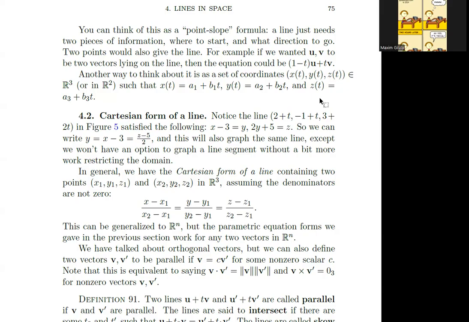And a line really just needs two pieces of information, as you are familiar with in geometry. 2 points determine a line. So here, u plus some multiple of v added together determine the line. You could also write this out completely by writing out the coordinates, like x is a1 plus b1t, y is a2 plus b2t, z is a3 plus b3t.